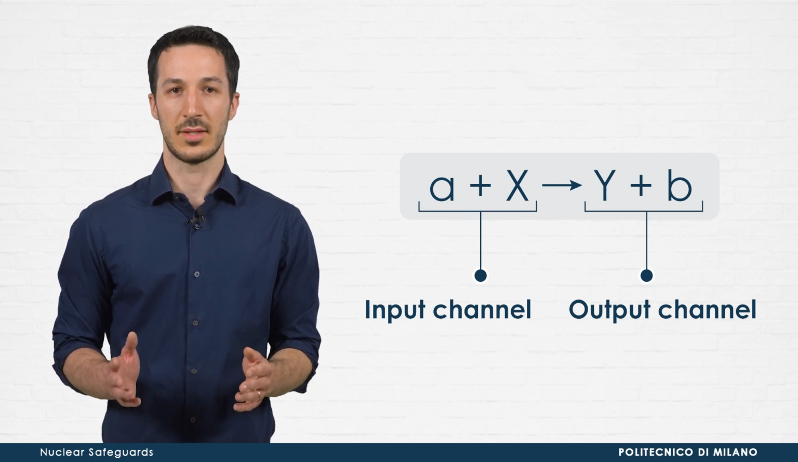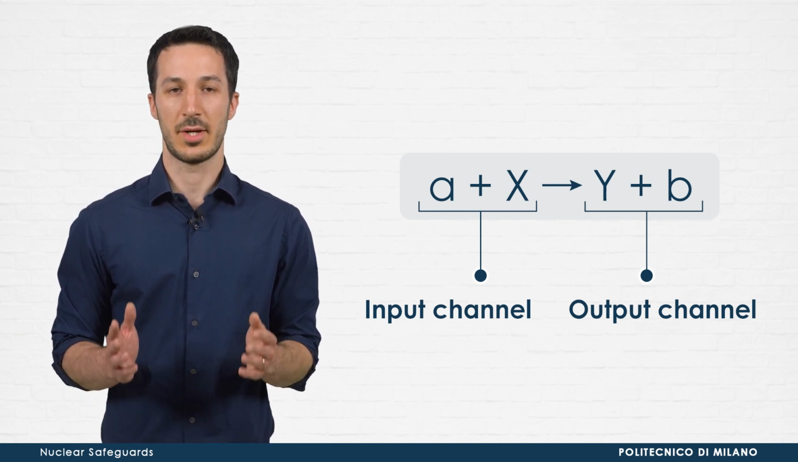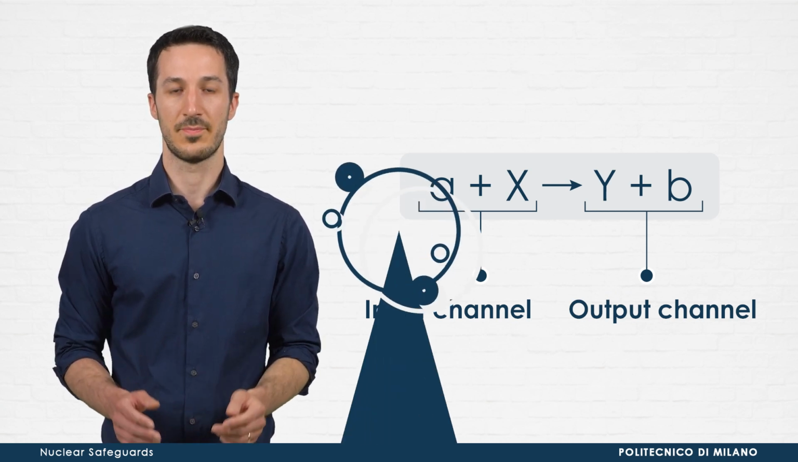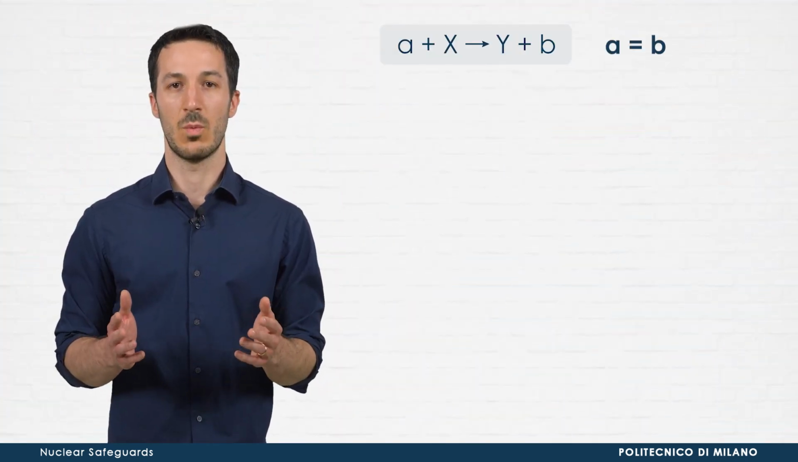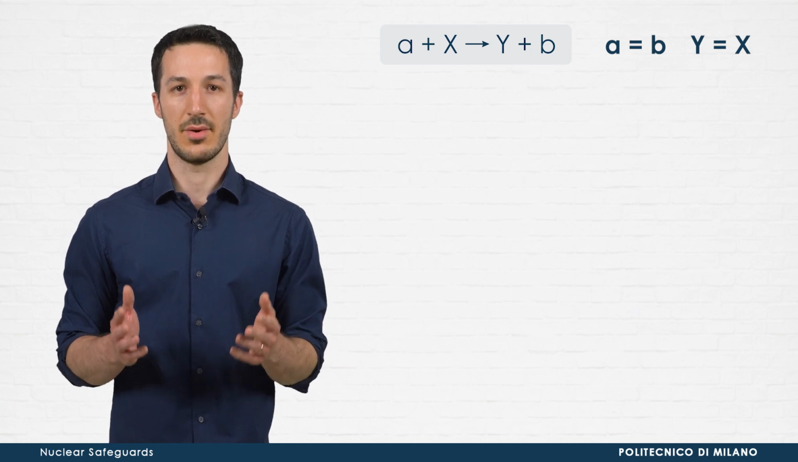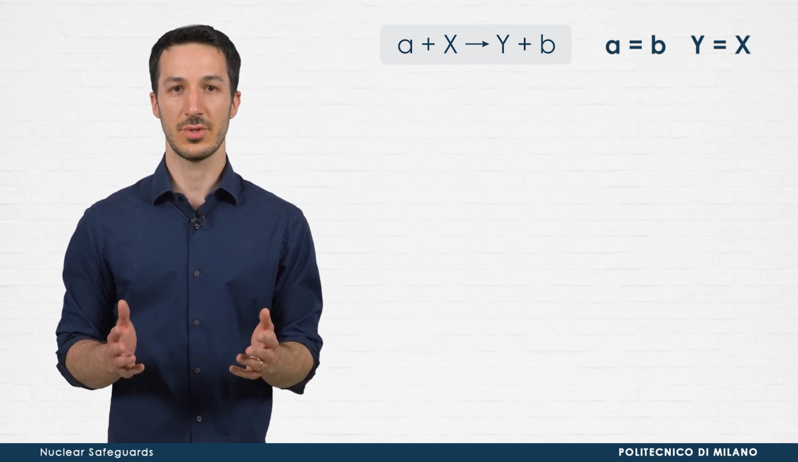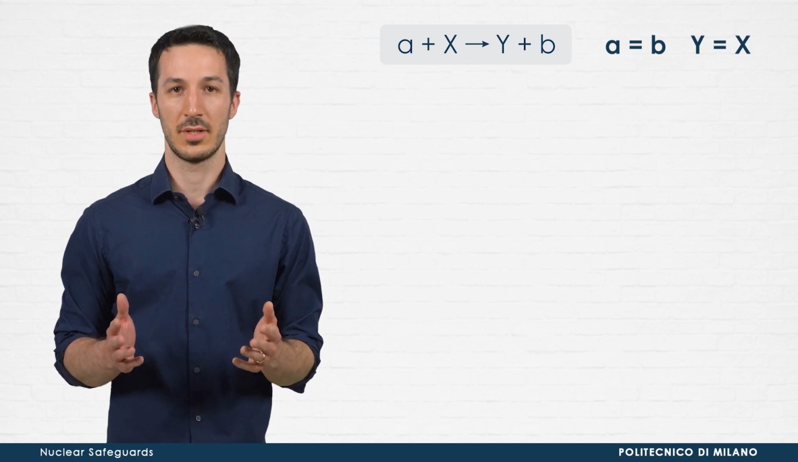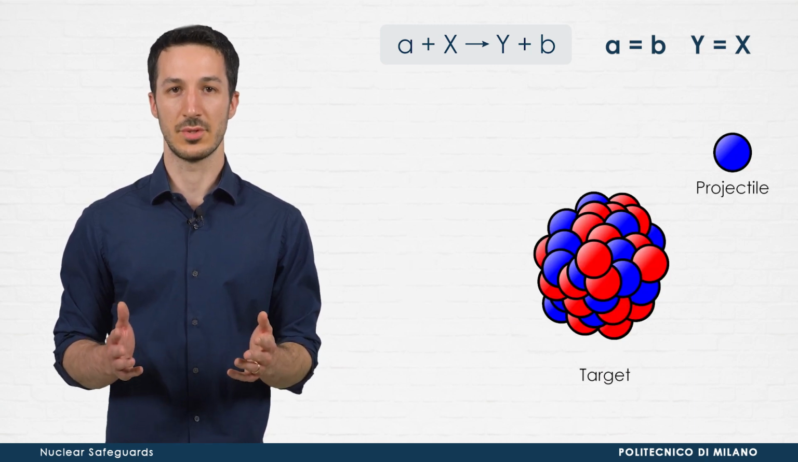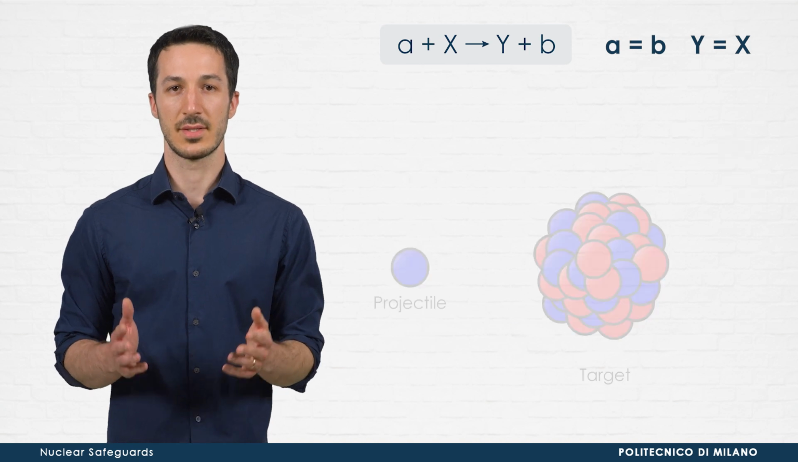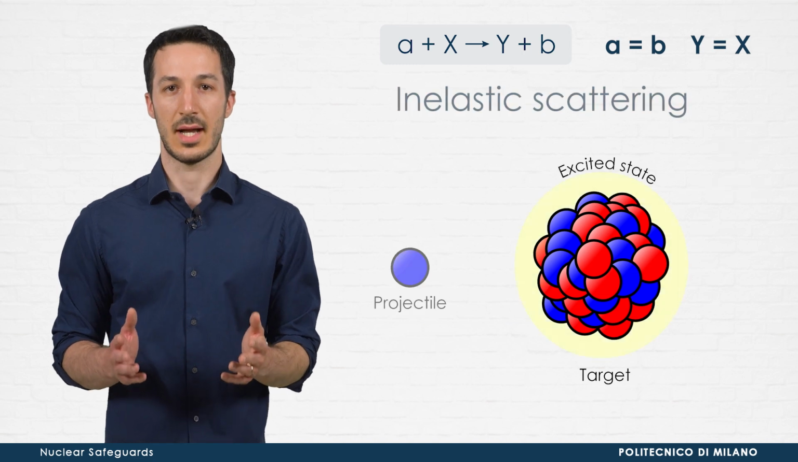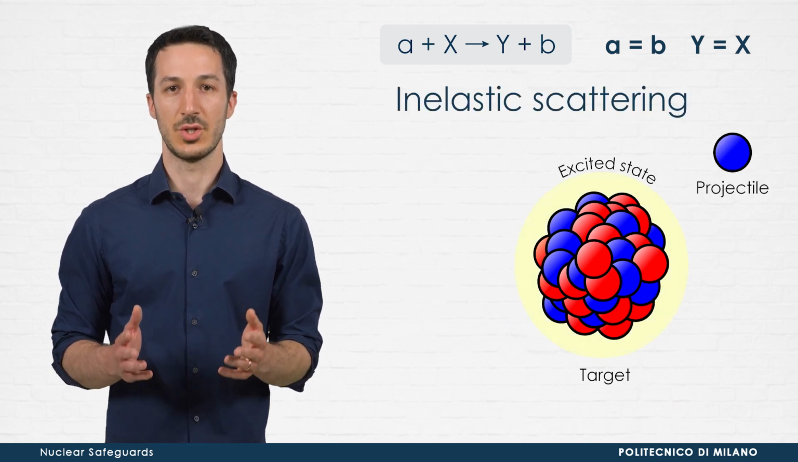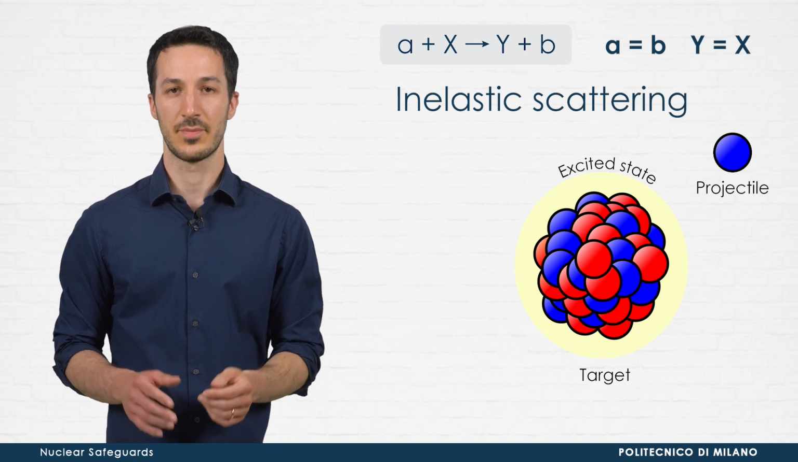Nuclear reactions present an extremely varied phenomenology, but they can be identified by some general groups. When B is equal to A and therefore Y is equal to X, the reaction is defined as diffusion or scattering. Moreover, if Y and B are produced in their ground state, the scattering is called elastic, while it is defined inelastic if the products are generated in an excited state.